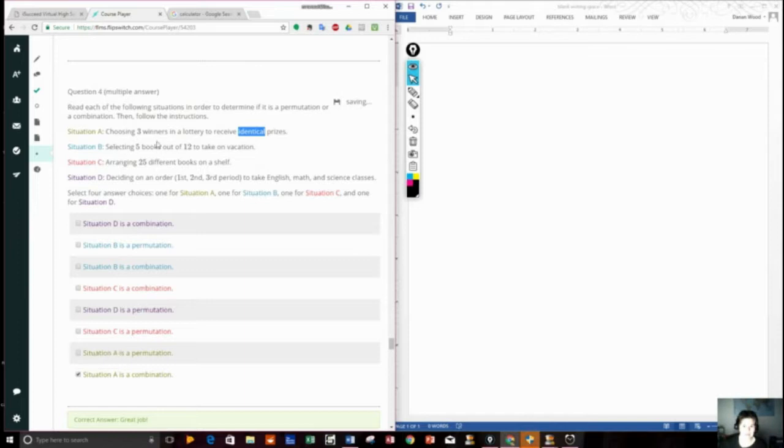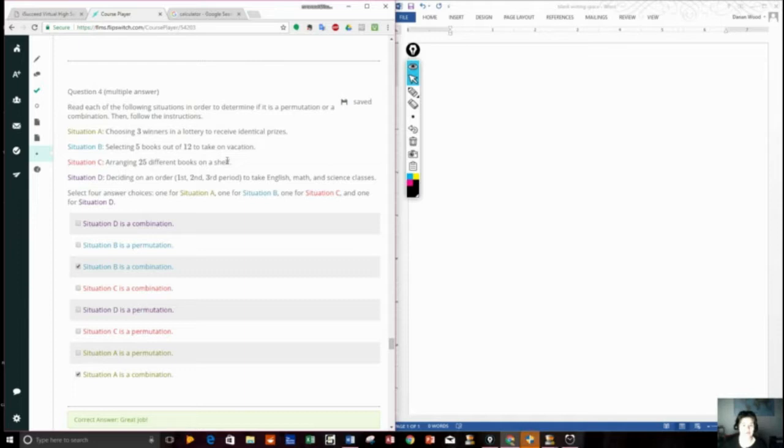And then selecting 5 books out of 12 to take on vacation. It's not saying which one you're going to read first or which one you're going to read second. It's just saying pick those 5 books or choose those 5 books out of those 12. So situation B is a combination. And then arranging 25 different books on a shelf.